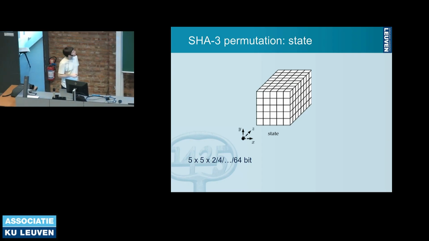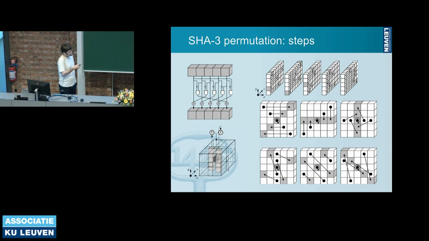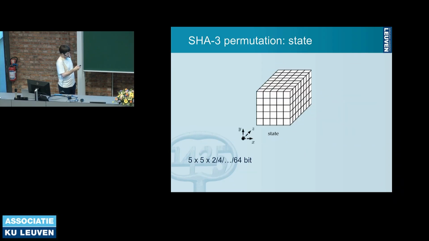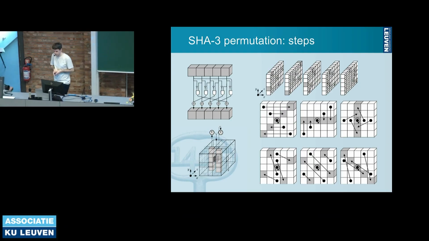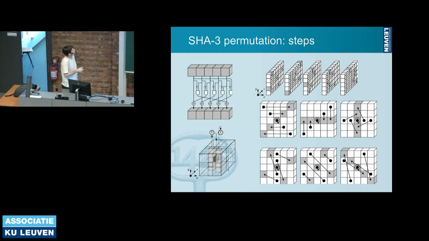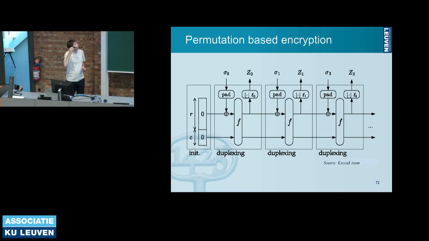So this is a state which is 5 by 5, and then in the depth you have a number of bits that usually corresponds to the machine word length, for example, 64 bits. And then you do operations sometimes on these so-called lanes, or you do combinations between the different lanes. So you have also again an S-box, and then some linear operations as well, but I'll skip this too because we're almost out of time.